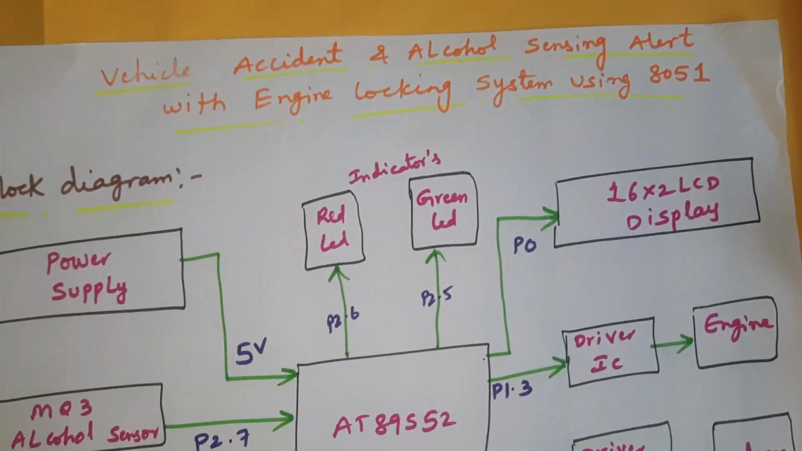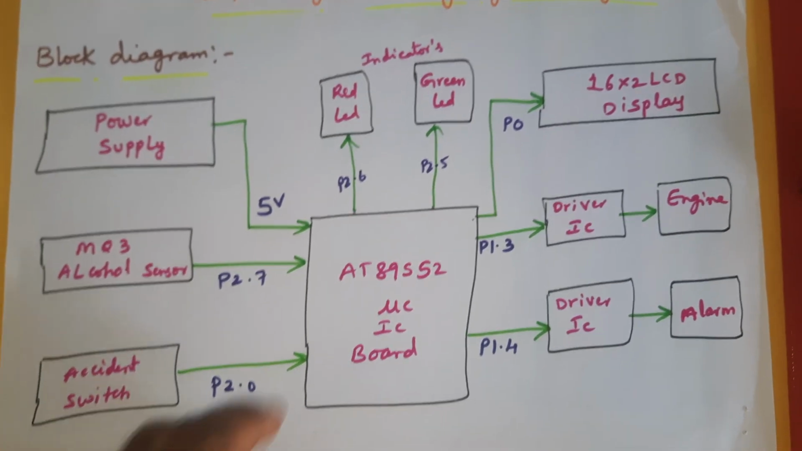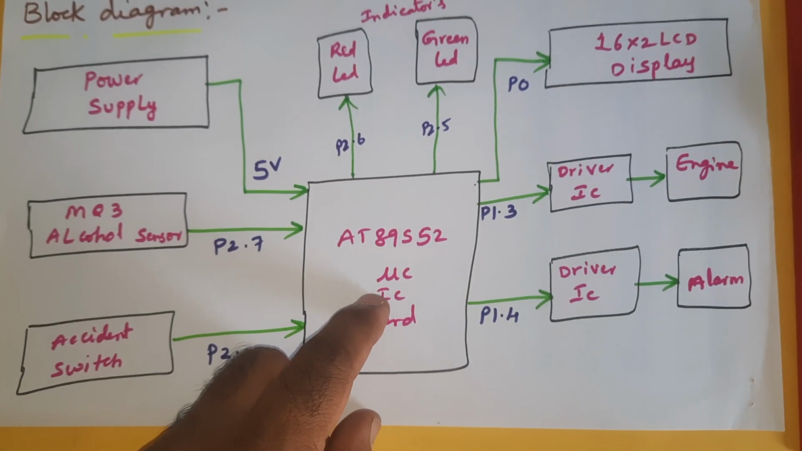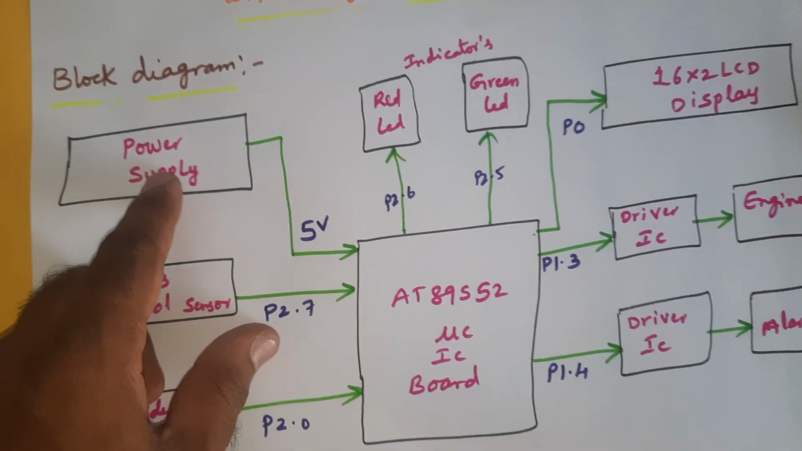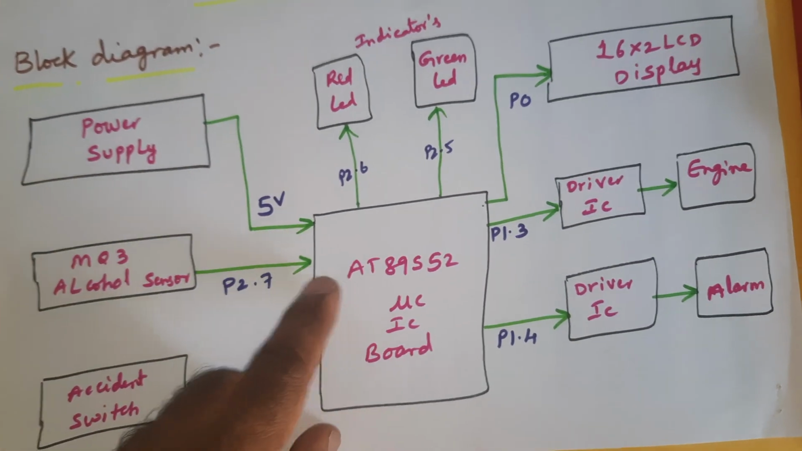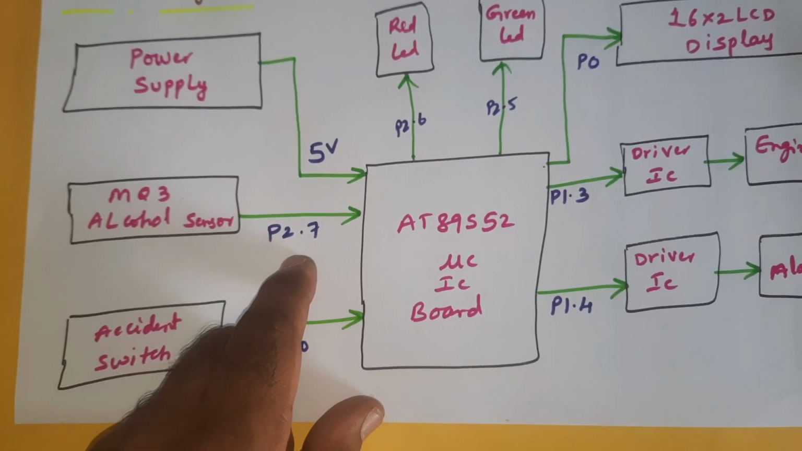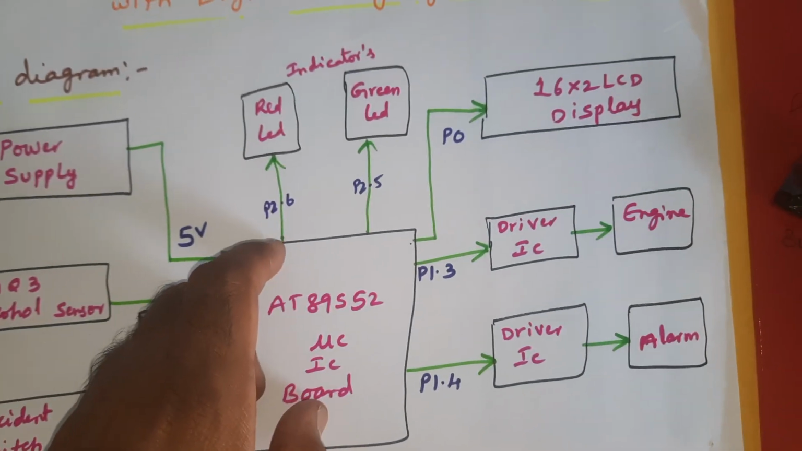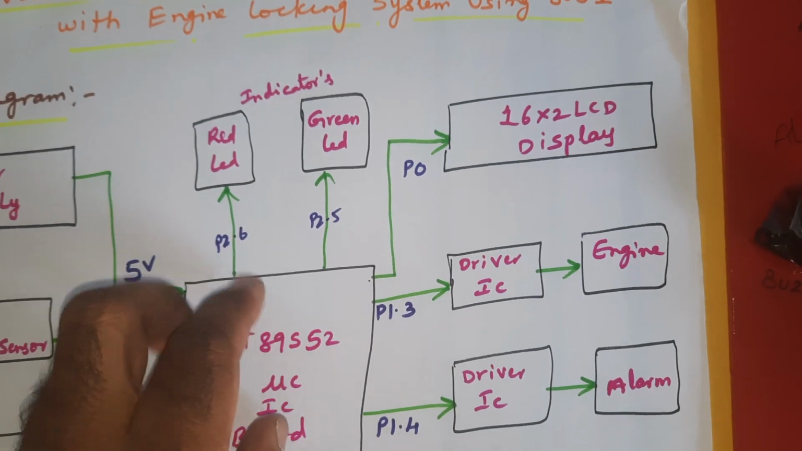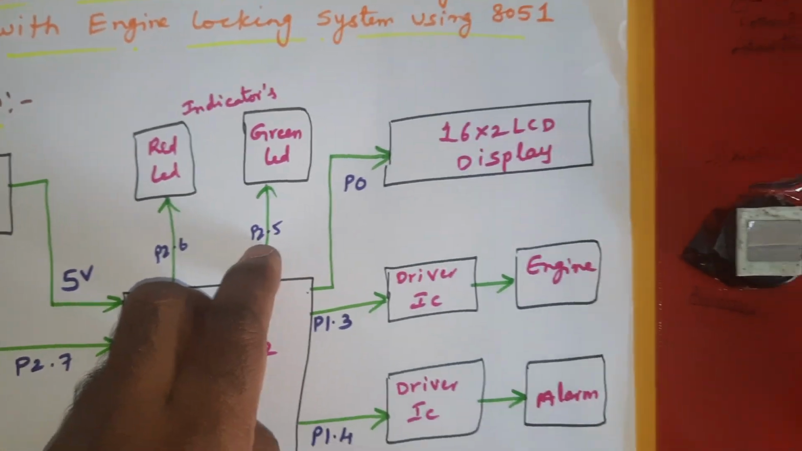Vehicle accident and alcohol sensing alert with engine locking system using an 8051 microcontroller board. Here we are using an 89S52 microcontroller IC and a 0 to 9 volts adapter power source, which is converted to 5 volts pure DC output. We are using one MQ3 alcohol sensor connected to port 2.7 pin, and the accident switch is connected to port 2.0. There are two indicators, one red LED and one green LED, connected to P2.6 and P2.5.